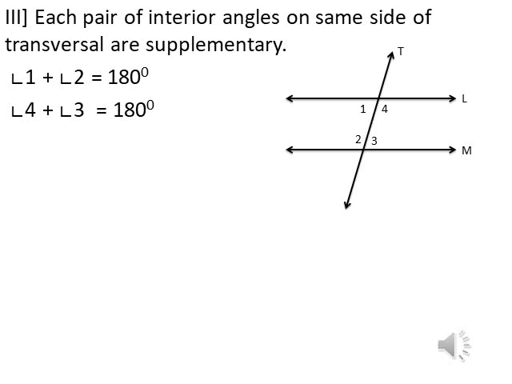Now, interior angles on the same side. On the same side, here 1 and 2 is one pair, 4 and 3 is another pair. It shows that interior angles on the same side of a transversal are always supplementary. This is a transversal T. On the left side 1 and 2 are there, and on the right side angles 4 and 3 are there.